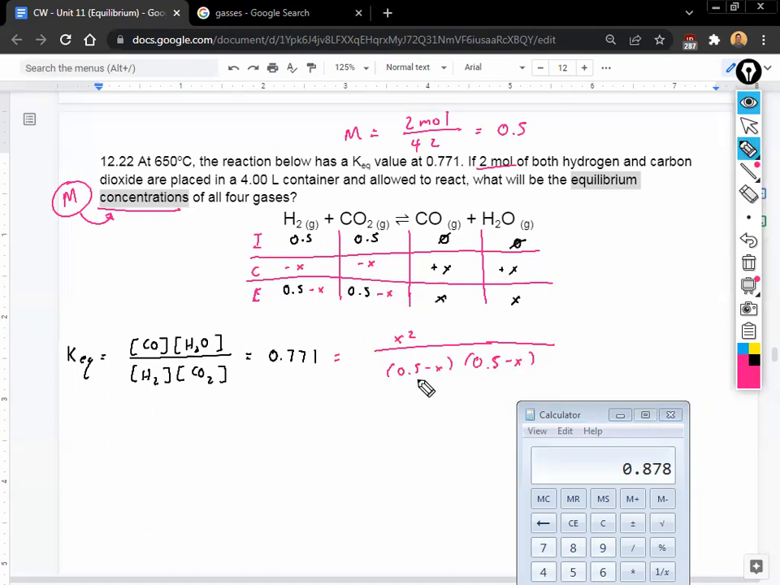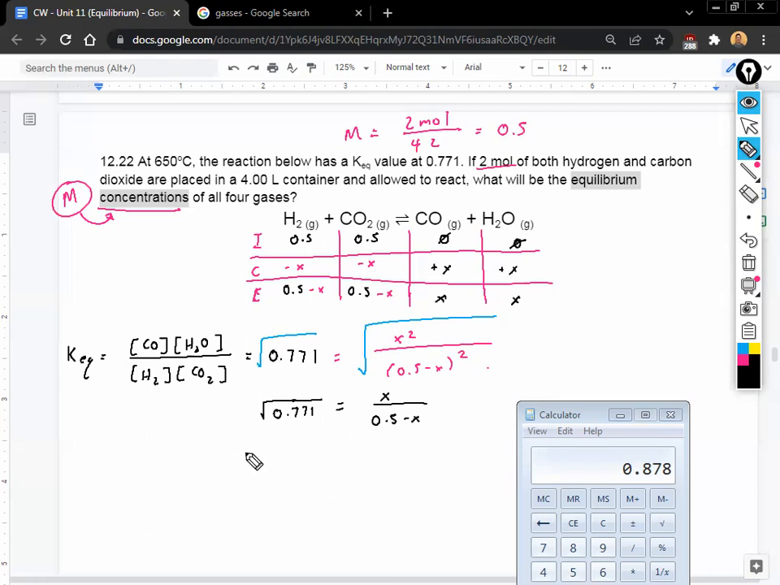Now, lucky for us, if you take a look at these two, they're the same thing, right? So we can just erase one of them and just square the other one, and that's going to equal the same thing. Now, this is the same setup that we had earlier, right? We can square root, and now we don't have to do the quadratic because we'll have the square root of 0.771. If I square root this stuff, it's squared and squared, it'll be x divided by 0.5 minus x. And then from there, the math becomes pretty simple. You're just solving for x.